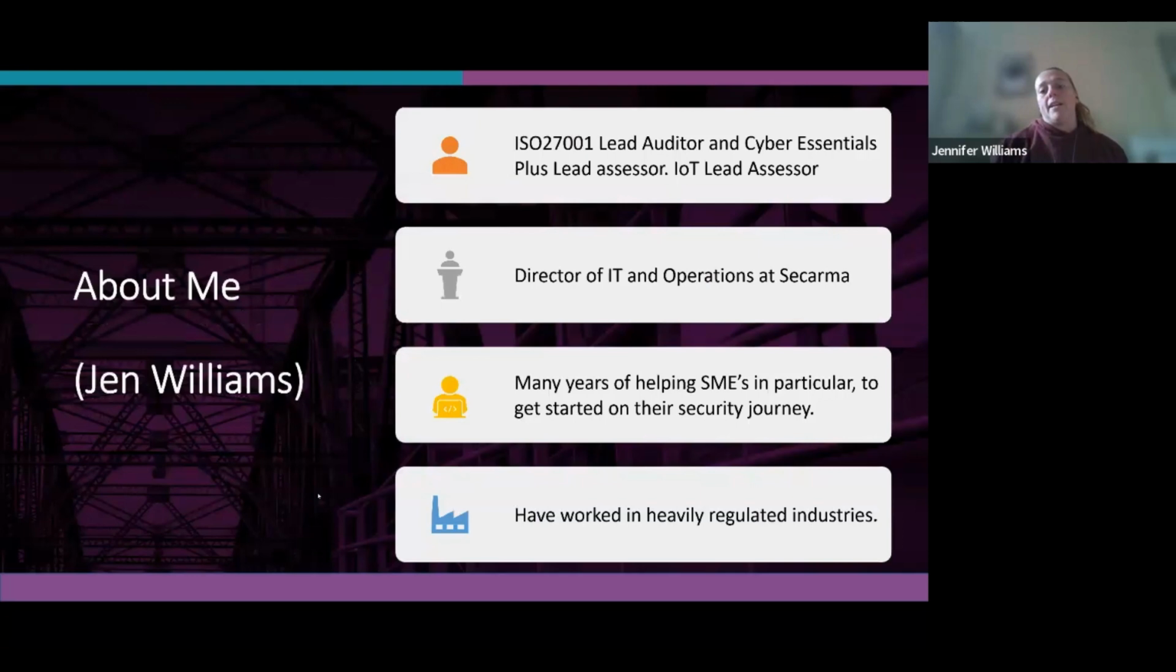My history, I've been an IT director now for 10 plus years. ISO 27001 lead auditor and Cyber Essentials Plus lead assessor. I'm also a penetration tester, so I have a mix of technical and compliance type of skills. My major passion is helping small and medium enterprises get started with cybersecurity. I've spent quite a large proportion of my career working in some heavily regulated industries. So if there's a pain point with security, trust me, I have felt it before.